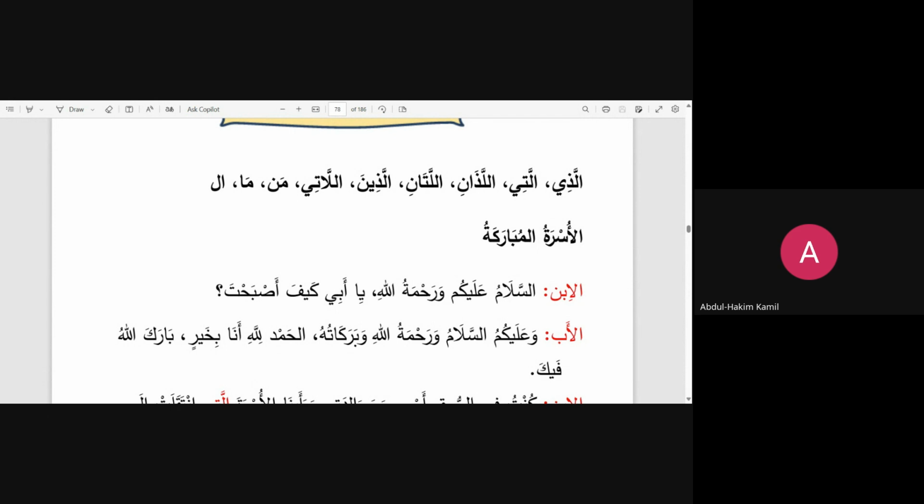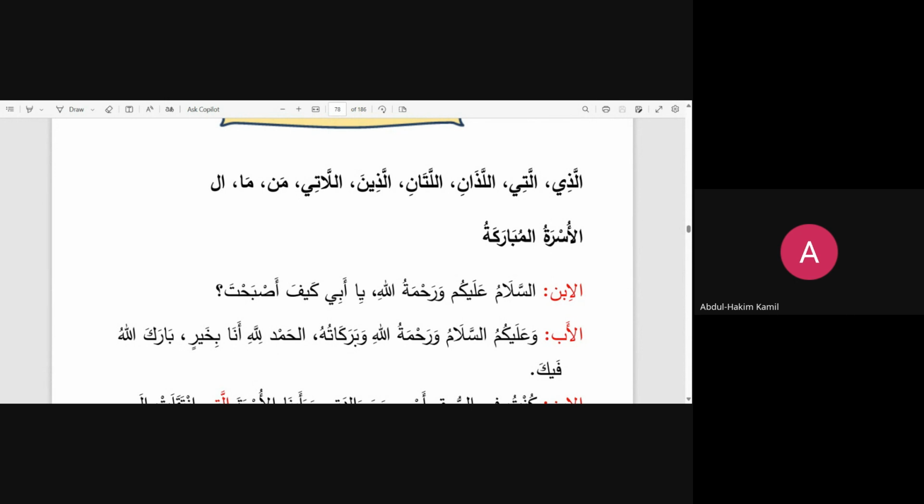But we're not going to look at that. Our lesson is not nahw. But the same thing, allatani. What do you think allatani means? It's dual feminine, for two women or two feminine things. But it also comes allatani and allataini, depending whether it's marfu' or mansub or majroor.